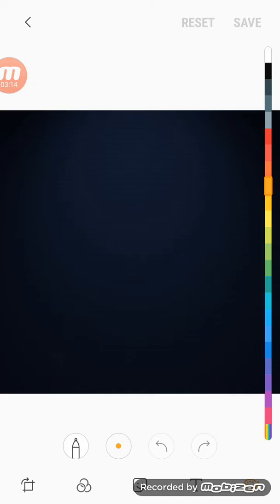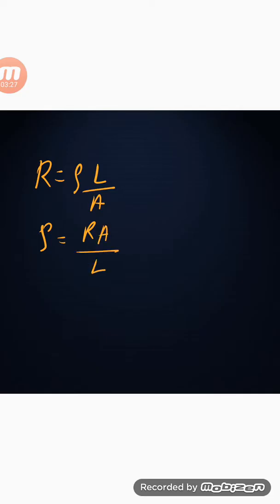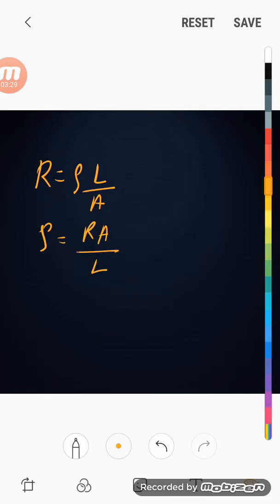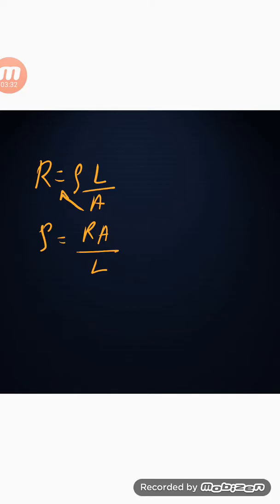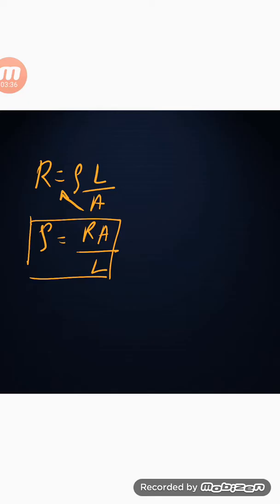So if R equals rho L upon A, we can write resistivity equals R A upon L, right? This A goes that side, L goes down, so rho equals R A upon L.